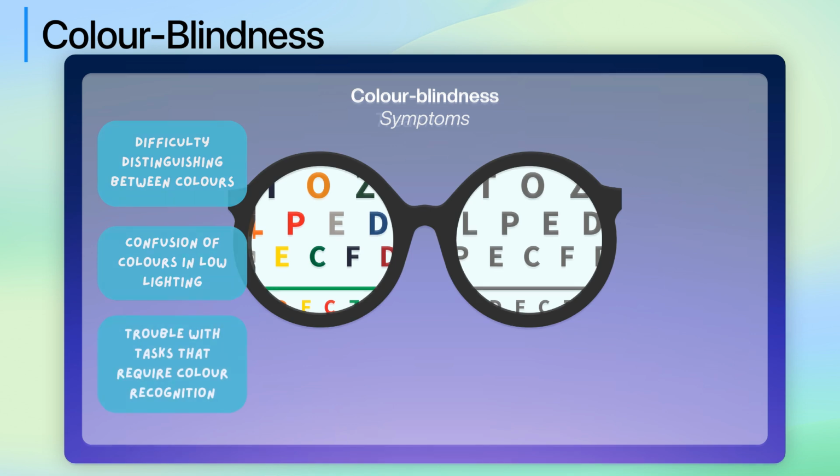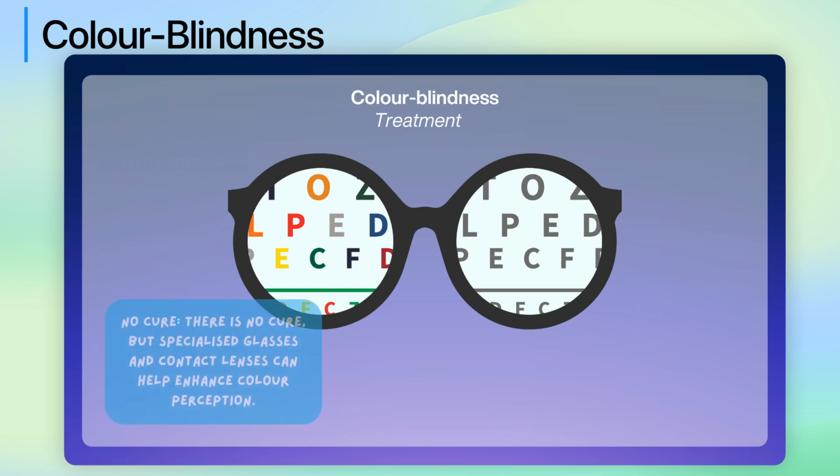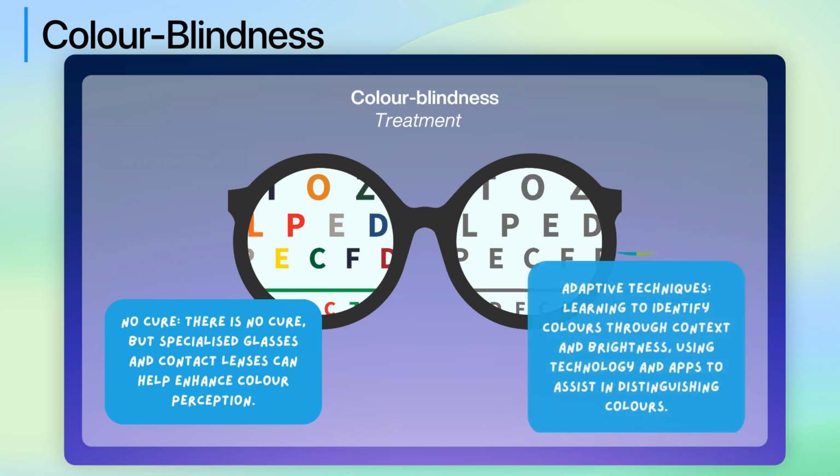In terms of treatment, whilst there is no cure, specialized glasses and contact lenses can help enhance color perception. Those with color blindness may also use adaptive techniques. For example, learning to identify colors through context and brightness, using technology and apps to assist in distinguishing colors.